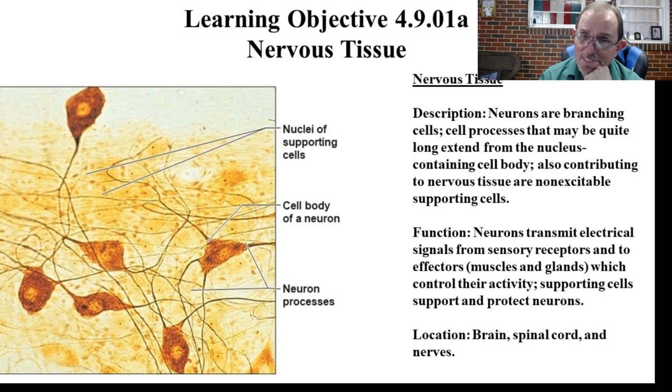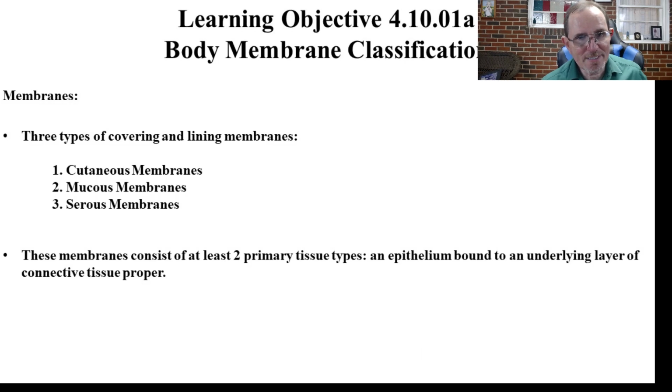These are the guys that make up your brain, that make up your spinal cord, that make up the nerves that go out and control your muscles, and the nerves that bring information like temperature and pressure and pain to your brain. They do this by electrical signaling. We're going to talk way more about that, guys, when we get there.